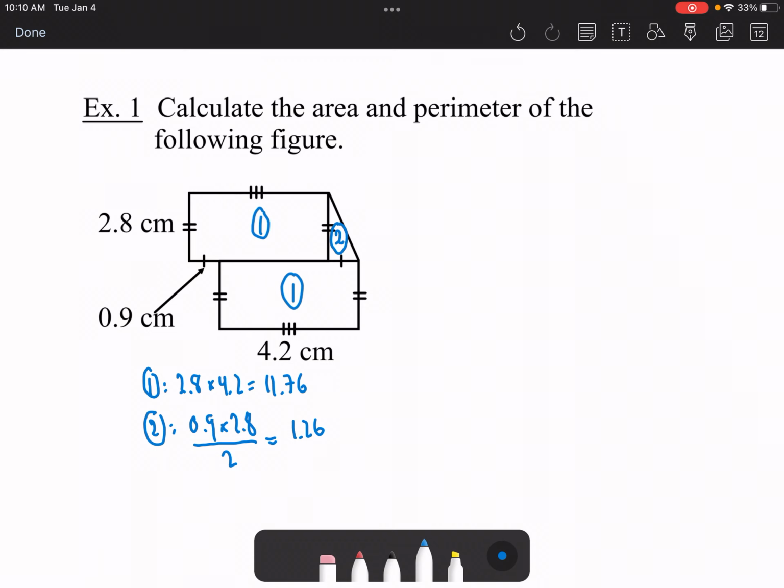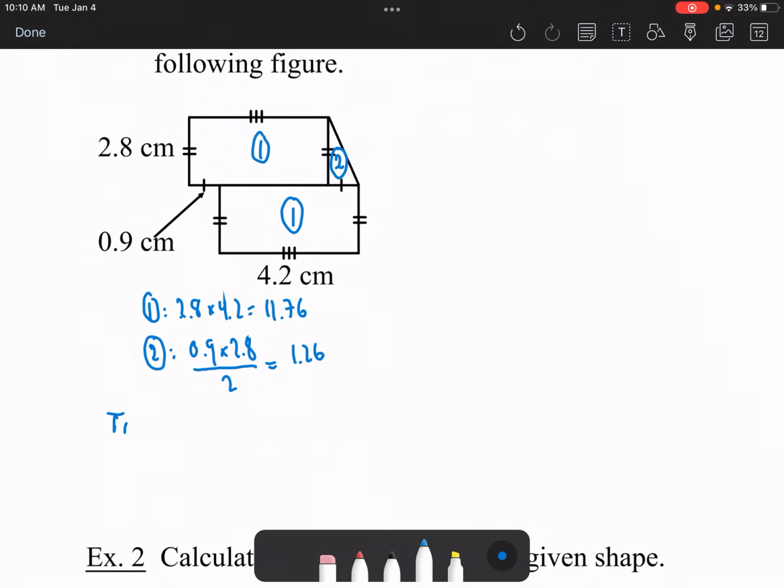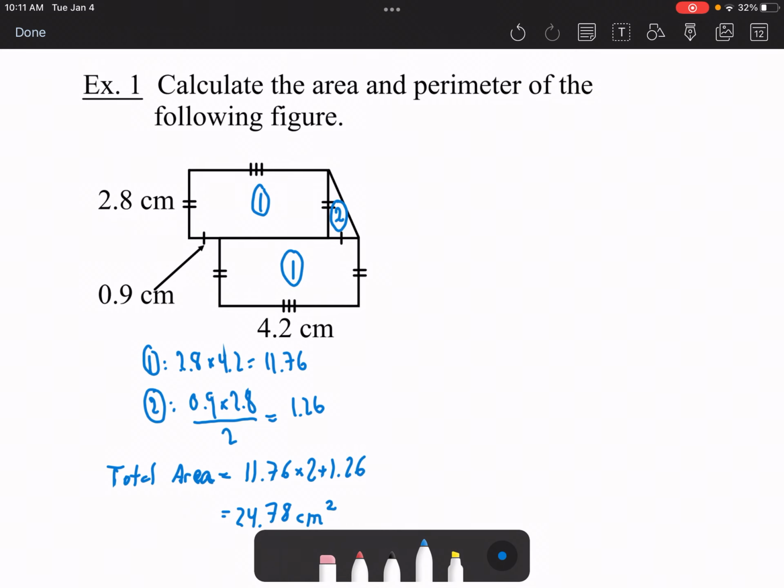So our total area, and you can put this all together in one expression if you wanted to, is the 11.76, because there's 2 of them, and we add 1.26. So this turns out to be 24.78 centimeters, because this is area squared. So there's the total area.